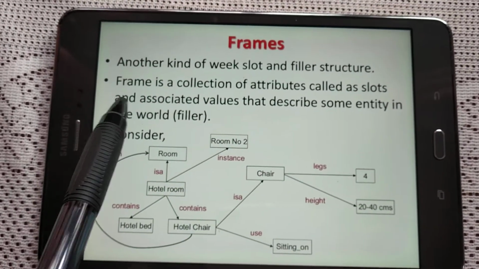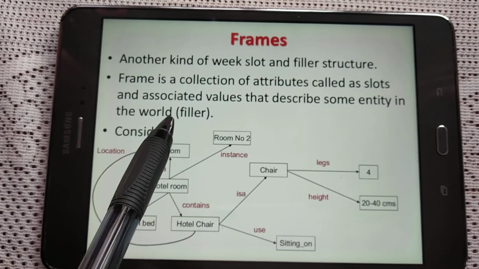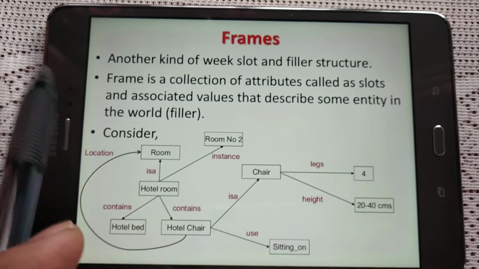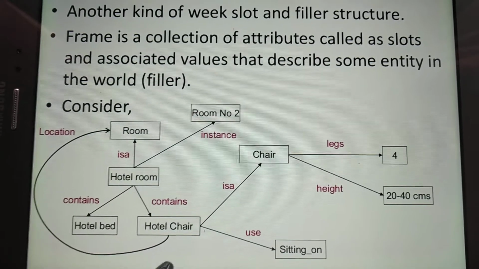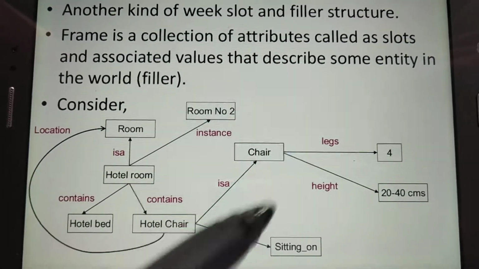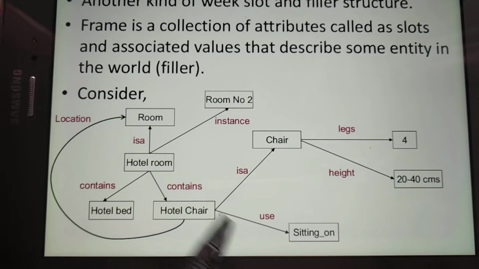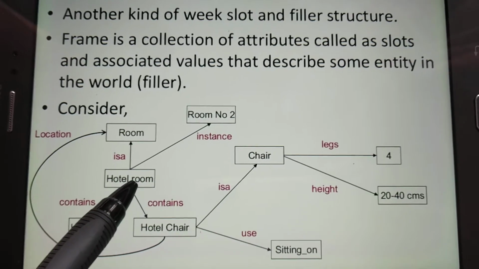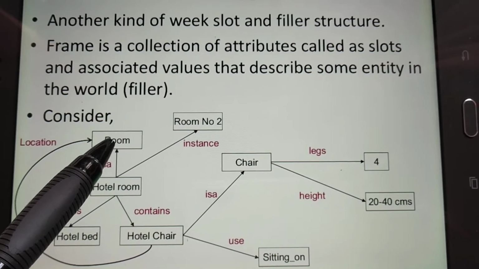So a frame is a collection of attributes called slots and the associated values that describe some entity in the world, that is called a filler. Now I want you to have a look at this semantic net. This is basically a semantic net representing a hotel and the room in the hotel. So you have a class called hotel room, which is a subclass of another class called room, right?